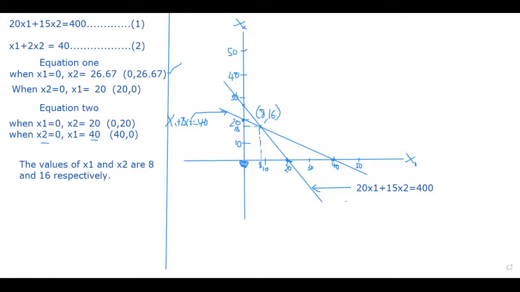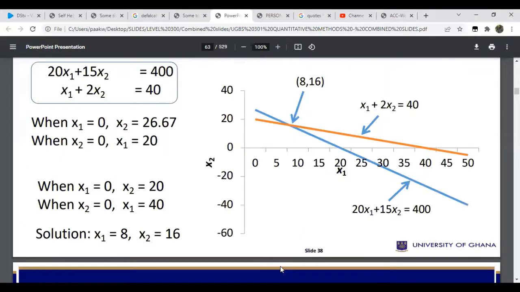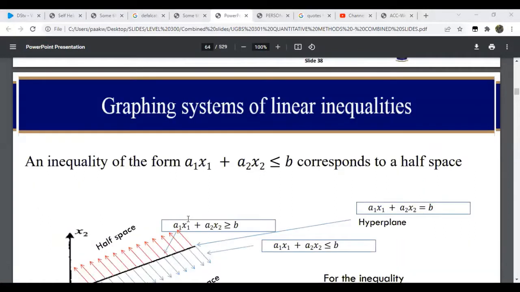So let's move on to the slide again. I hope you can see the slide now. So this is how it will look like. So you got 8 and 16, the same thing as you got.